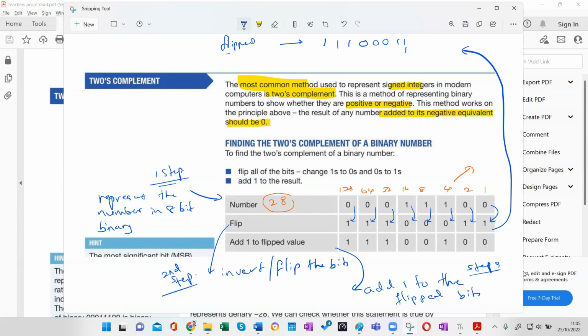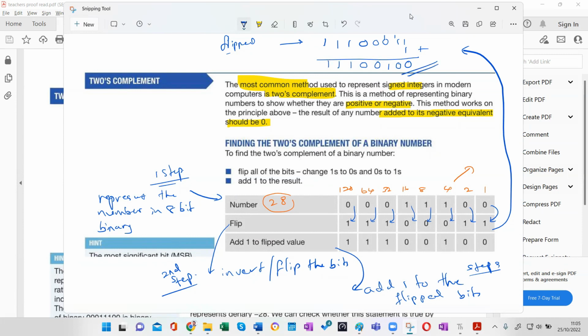We have to add 1 to this. 1 plus 1. Now you know binary addition. 1 plus 1 is 2, so you write 0 there. Take 1. 1 plus 1 is 2. Keep 0. Take 1 there. 1 plus 0 is 1. 0 here. 0 here. 1 here. 1 here. 1 here. There you go.